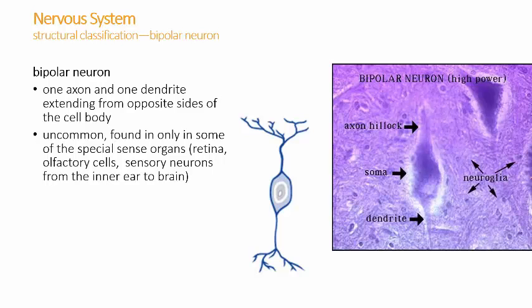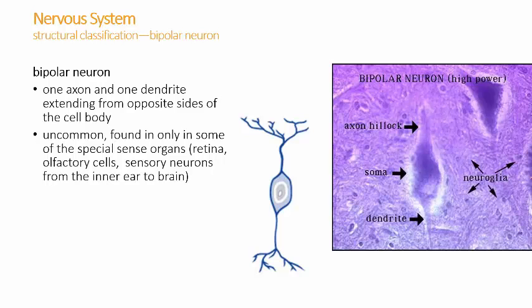Bipolar neurons have only two extensions from them, two processes. One of them is an axon, one of them is a dendrite, and they usually are found on opposite sides of the cell body. They are relatively uncommon in the body. They are found only in a few of the special sense organs.